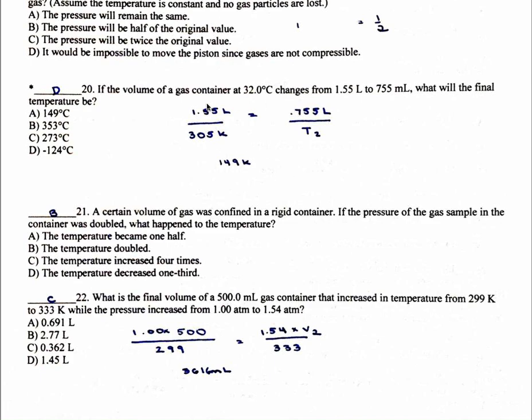Or I could have made it milliliters. It doesn't matter. You'll get the same answer, I promise. So this could have been 155 milliliters, and that's 755 milliliters. I've got to convert to Kelvin, so I add 273 to 32, and I'm solving for T2.